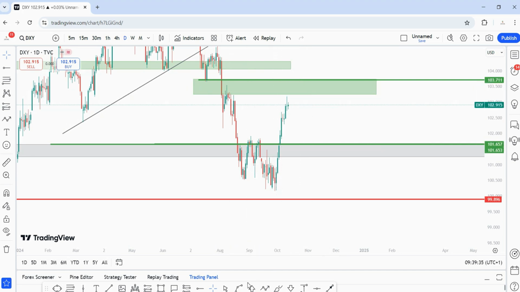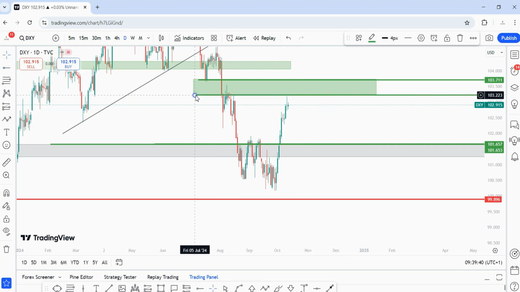Now, I added this zone around here. All right, let me put another line here for easy identification. So price may tap into the zone, then go for that pullback before we continue higher.